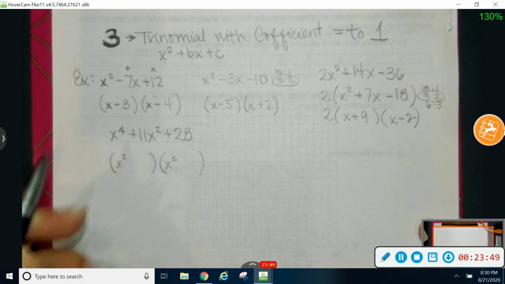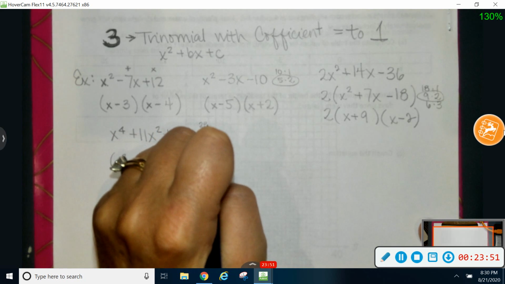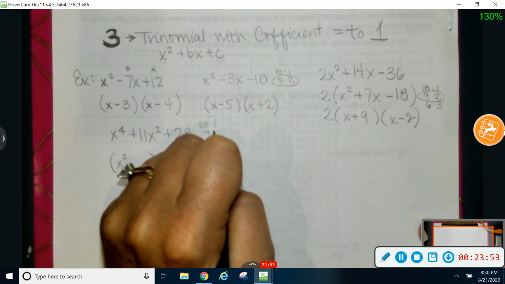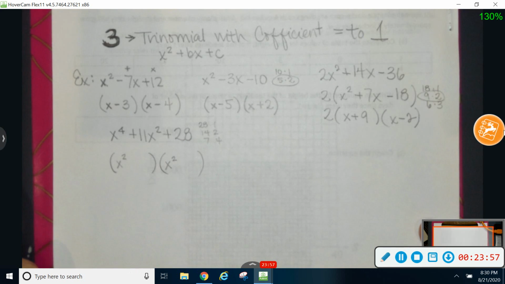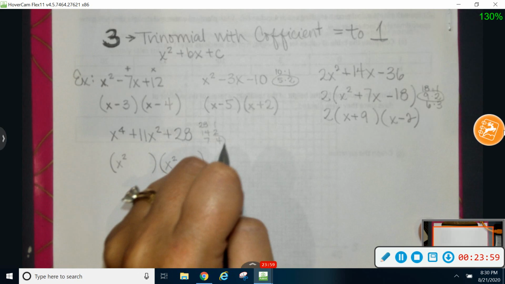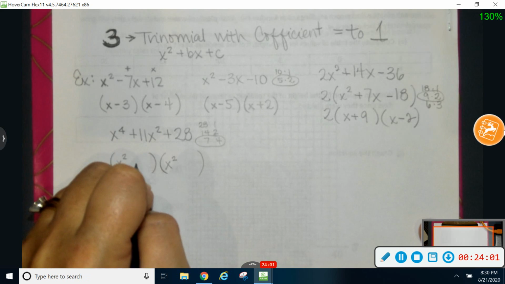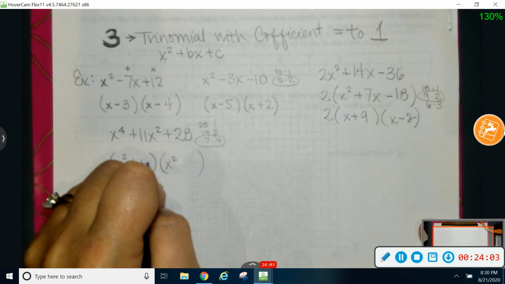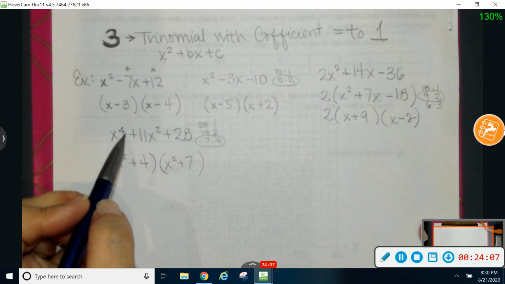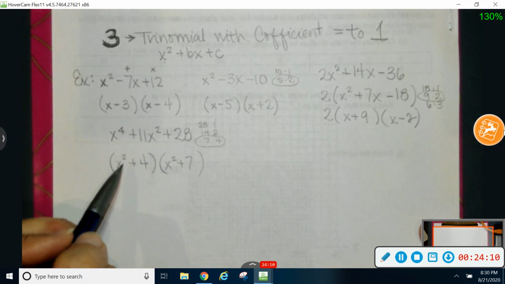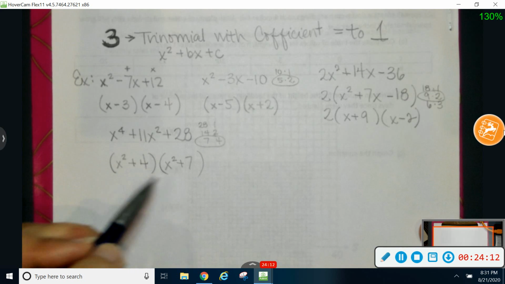So things that multiply to be 28, so it's that 28 and 1, 14 and 2, 7 and 4. Did any of those take me back to 11? Yeah, 7 and 4. So I can do everything's positive, so plus 4, plus 7. Same brain thought, just when I have that x to the 4th with an x squared in the middle, that reminds me that I can evenly split those.